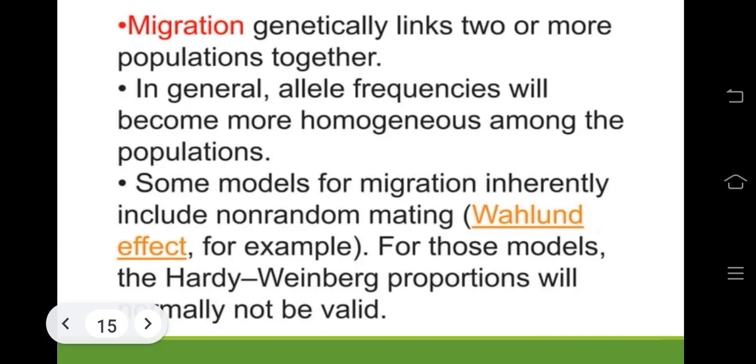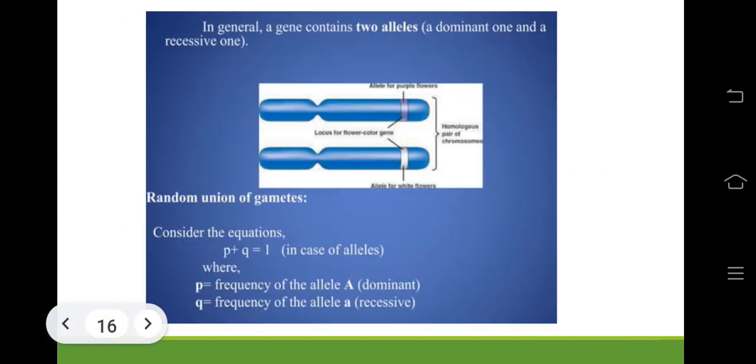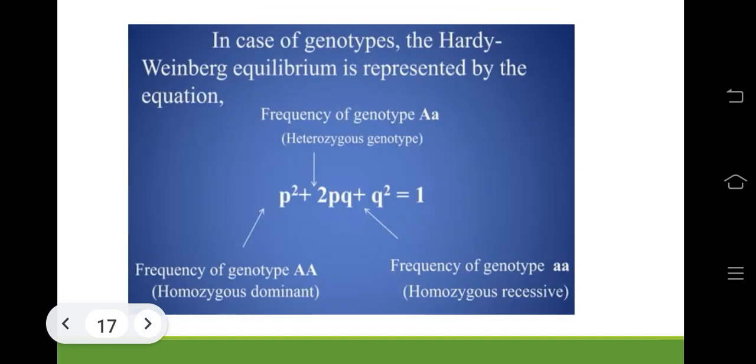Some models for migration inherently include non-random mating, the Wahlund effect, for example. For those models, the Hardy-Weinberg proportions will normally not be valid. Then in general, a gene contains two alleles, a dominant one and a recessive one. With random union of gametes, consider the equation p plus q equals 1 in case of alleles. p is the frequency of allele A, dominant. q is the frequency of allele a, recessive.